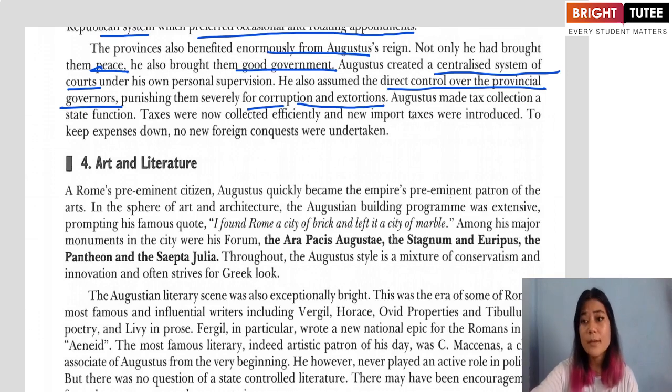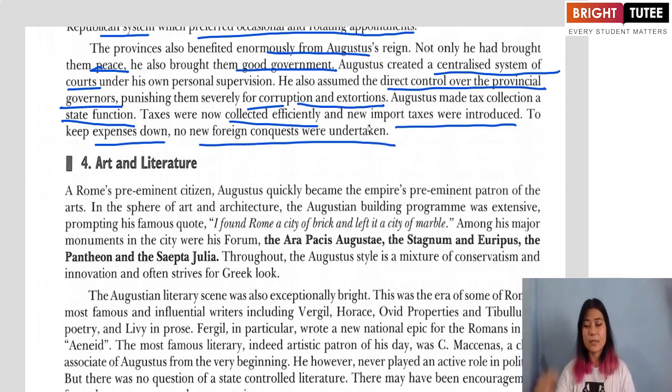Now, tax collection was very important to the Roman Empire, and Augustus made tax collection a state function. It was the responsibility of the state, the government, to collect the tax. Taxes were collected efficiently, and new import taxes were also introduced. To keep the expenses down, new foreign conquests were undertaken. So what we understand is that Augustus tried to bring an overall good government, which was beneficial for him, for the people, as well as the nobility or the ministers and officers under him.